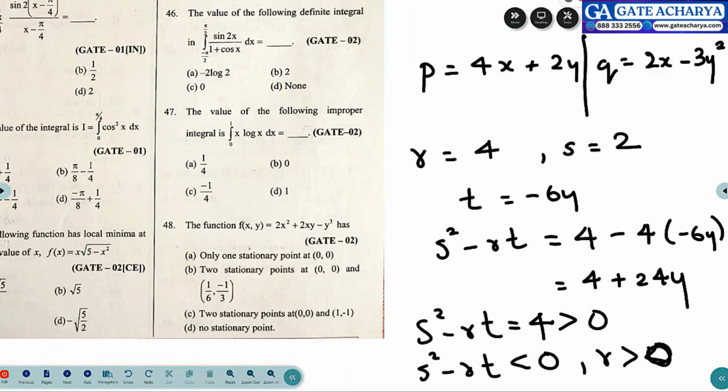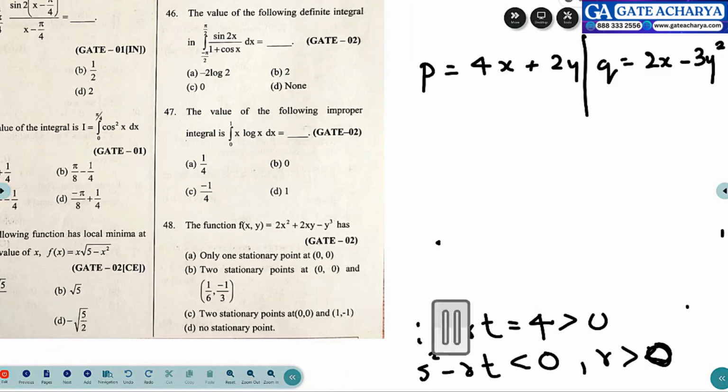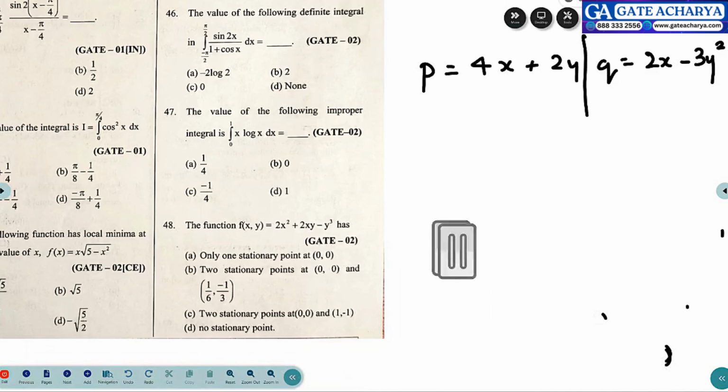Sorry. I have to change the method. There's a small issue. We just have to investigate stationary points now. Let me do one thing. Instead of focusing on the options now, that's where I made a mistake. Instead of focusing on the options, let me start with the question itself. Then we got P and Q. Let's try to solve it out.